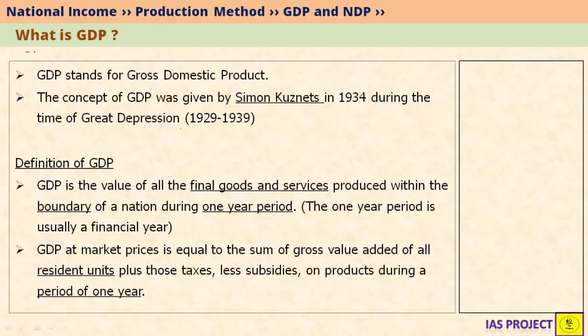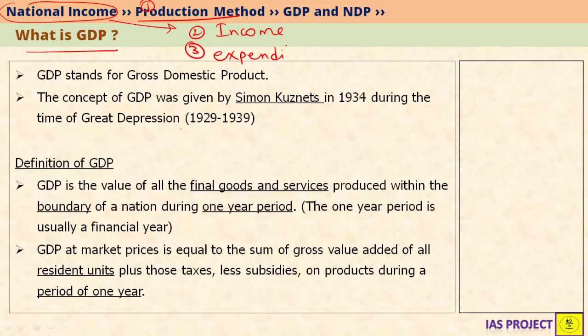Let's talk about GDP. We have already seen in our previous video that national income can be measured using three methods. The first one is production method, second one is income method, and the third one we have called as expenditure method. Expenditure method is also called as consumption method. So GDP is a measure of national income when we measure in terms of production method. So let's see what GDP is.